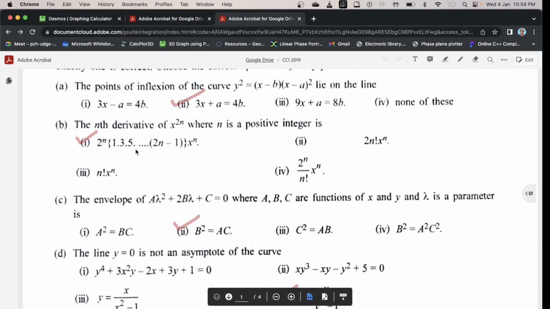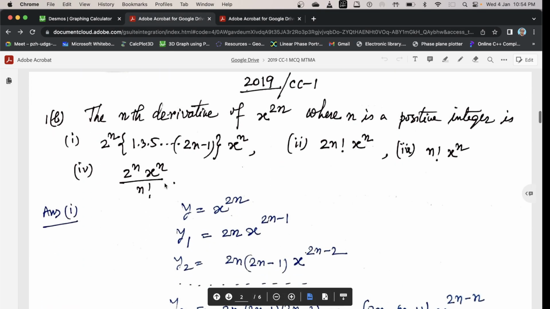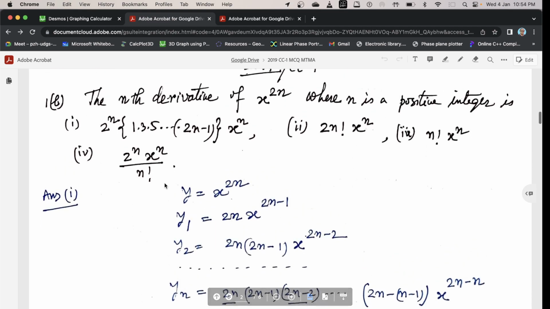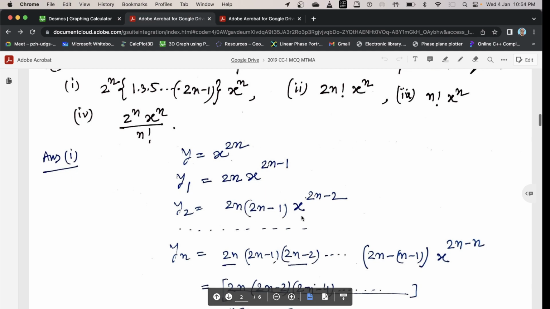Next question: the nth derivative of x to the power 2n, where n is a positive integer, is, first option, 1 into 3 into 5 up to (2n minus 1) into x to the power n. Here y equal to x to the power 2n, n is a positive integer. So dy/dx, that is y1, equal to 2n x to the power 2n minus 1, y2, d2y/dx square, is given by this, and so on.